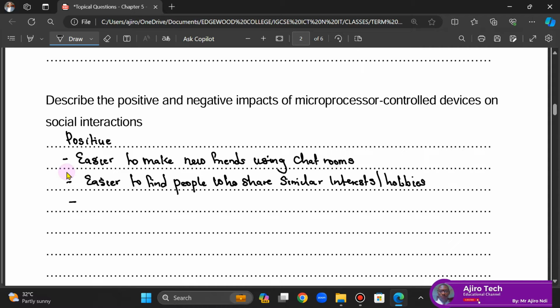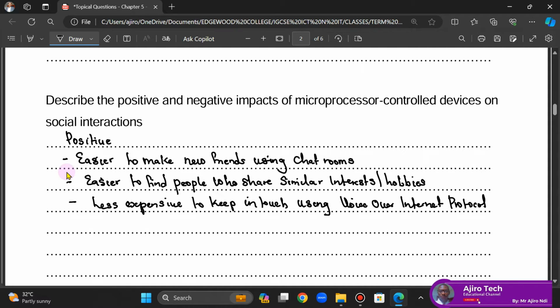Here again, it is less expensive to keep in touch using the voice over internet protocol. Talking about the VoIP technology.